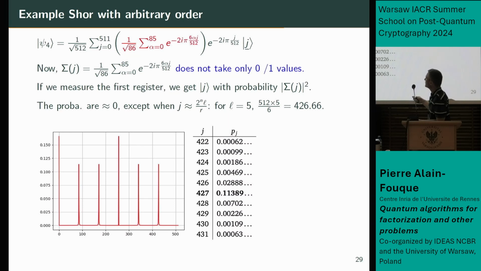For instance, you can get this value, this will be this peak, and you can divide it by 512. If you compute the continued fraction of this value divided by 512, you will get the value R that we are looking for. And this is exactly the value 6 that you are looking for. So this is just a working example, but I think that it's maybe easier to understand what happened.